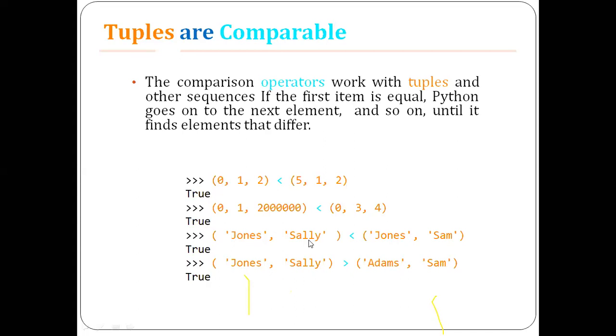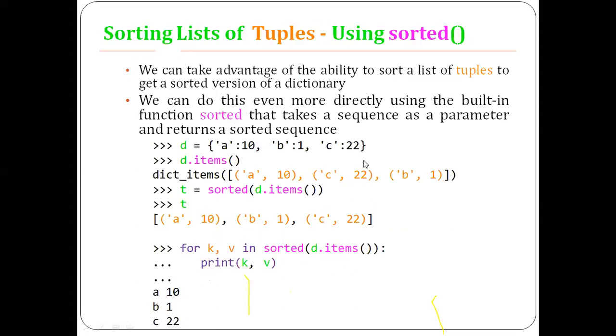Similarly for Jones and Sally. Jones and Jones are equal, whereas Sally and Sam differ. When the comparison happens, S is equal to S and A is equal to A, whereas L is lesser than M, that's why it returns a true value. Like this, you can make use of the comparison operations, and you can also sort the elements of a dictionary using a list of tuples, right?